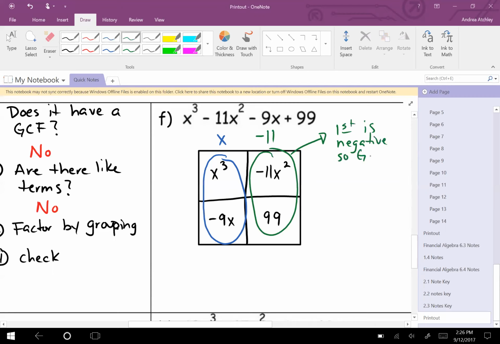Since it's right next to this that I'm pulling out, the first term is negative. So the GCF will be negative. So we need to have that negative 11 there. Notice here with the x cubed, that was a positive, so when I pulled this out, the GCF was a positive. Here this is a negative, so when I pull it out, the GCF is negative. Then we're going to go with these two, group these two together.